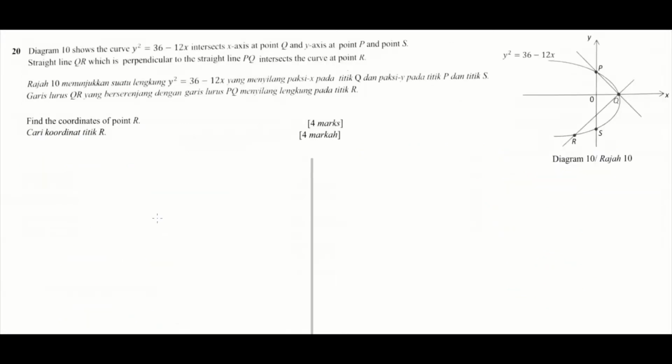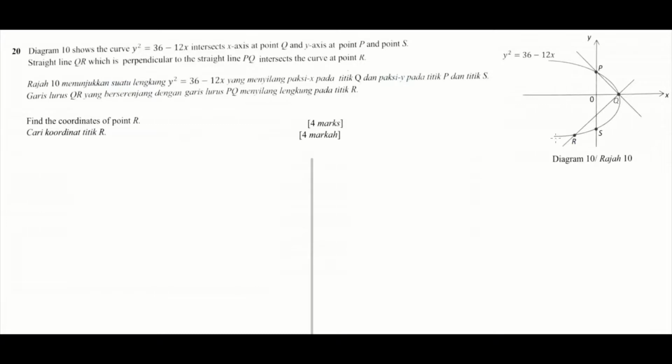Okay, question 20. So diagram 10 shows the curve y squared equal to 36 minus 12x intersect the x-intercept at the point Q here and the y-intercept at point P and S. So a straight line QR, so you have QR here, is perpendicular to the straight line PQ which intersect the curve at the point R, so which means here. Okay, so after that, the question wants us to find the coordinate for point Q, which is what is the coordinate for the point here.